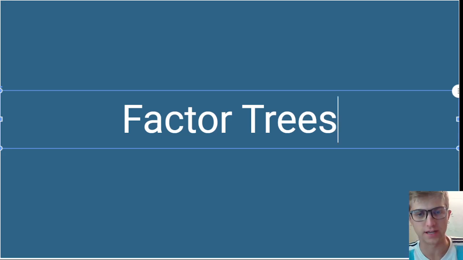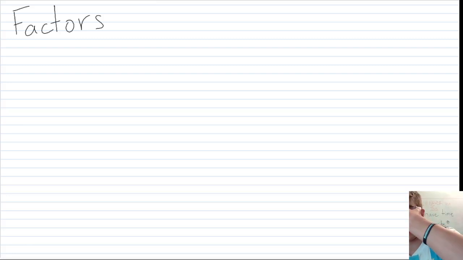Got a good one for you today. Factor trees. One of my favorite things to do. Very useful. You just don't know it yet. All right, let's begin. So, factor trees, let's start with the word factor.